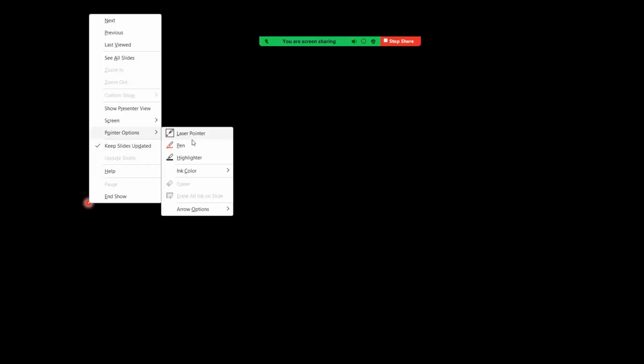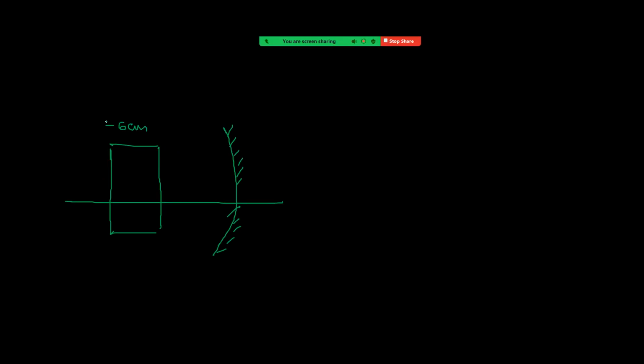So first make a diagram, the given diagram. So there is a concave mirror, and there is a slab. See what is the thickness given? Slab thickness 6 centimeter. Its refractive index is 3 by 2.